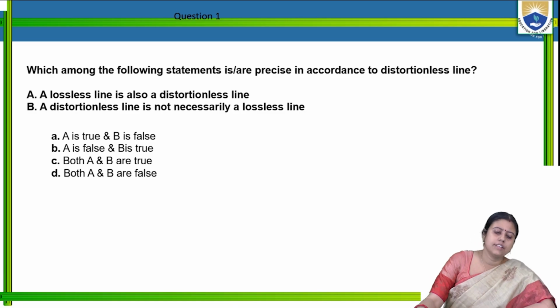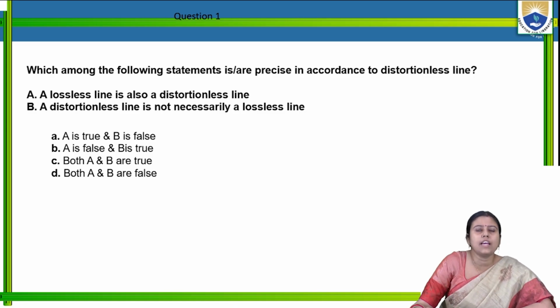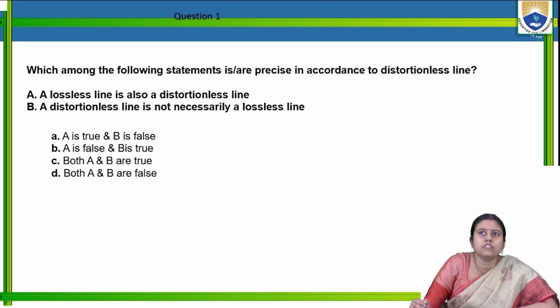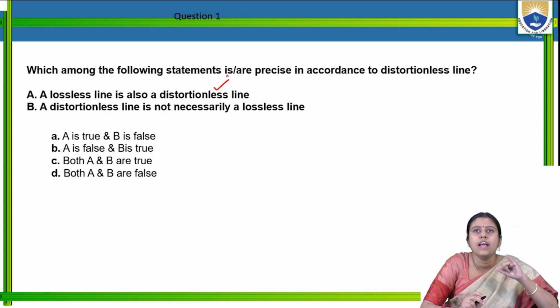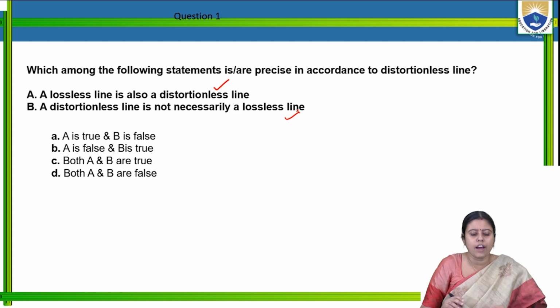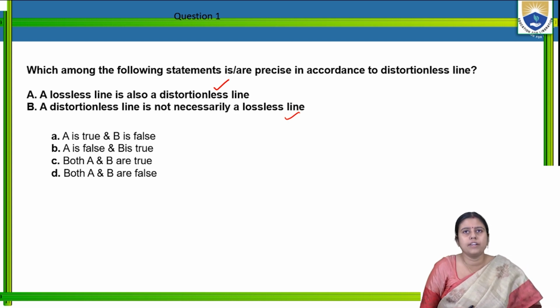So, we will discuss the first question. Which among the following statements are precise in accordance to the distortionless line? A: A lossless line is also a distortionless line. B: A distortionless line is not necessarily a lossless line. So, we have to ask which statement is true.